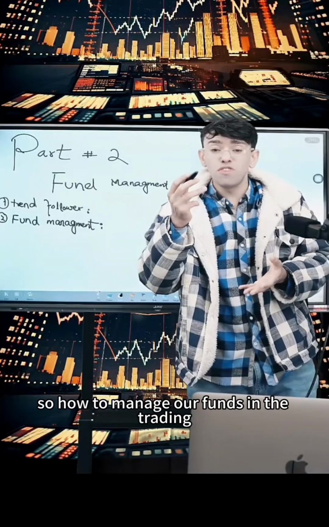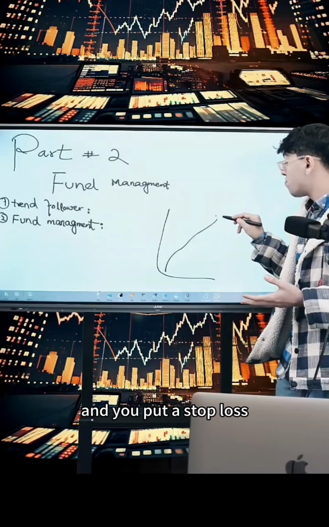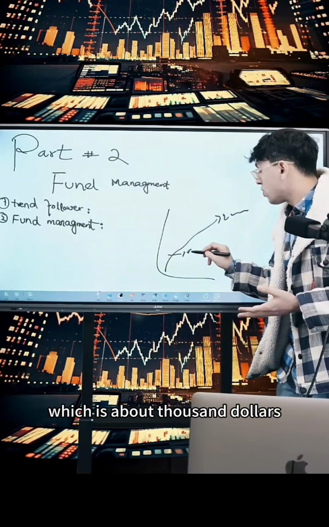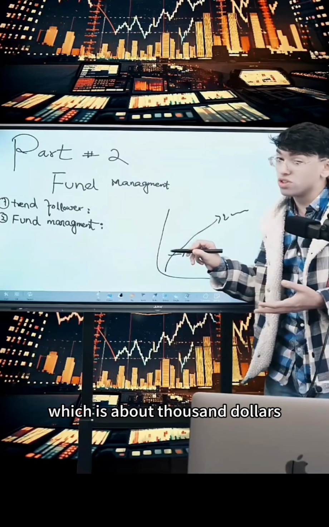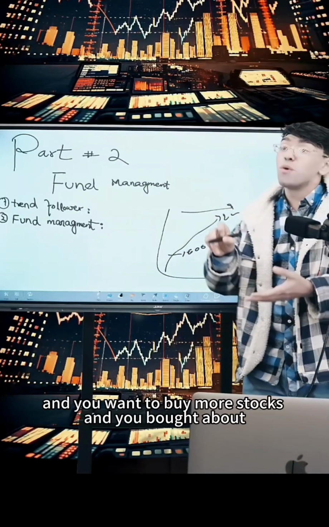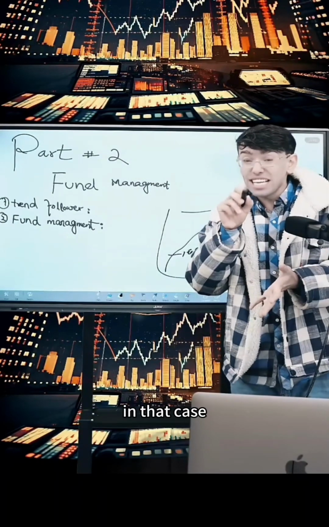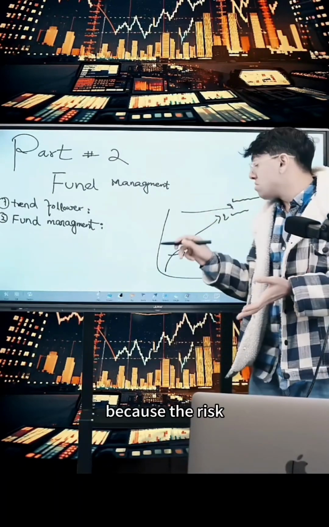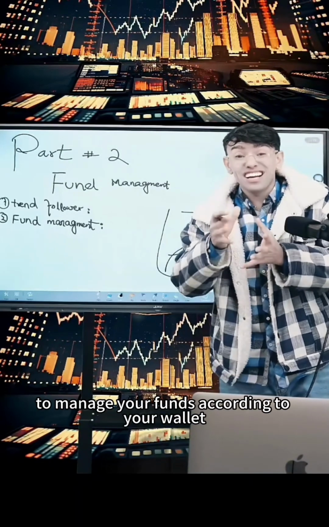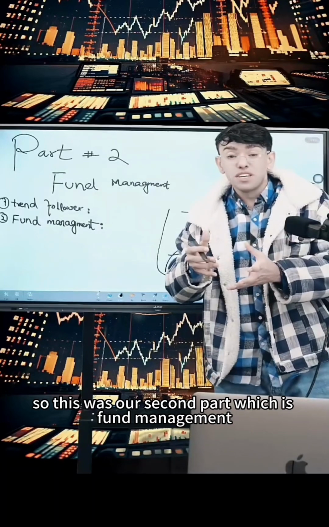So how do we manage our funds in the trading? Like if you want to buy about $10,000 of stocks and you put a stop loss of about 10%, which is about $1,000. If you want to buy more and you bought about $20,000 of stocks, in that case you're not going to increase the stop loss because the risk remains the same. That's what I mean by managing your funds according to your wallet. So this was our second part, which is fund management. See you in the third part.